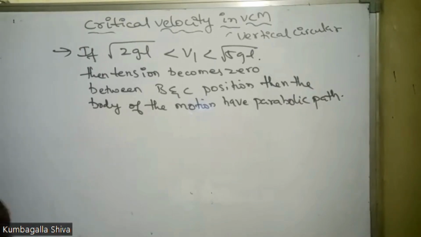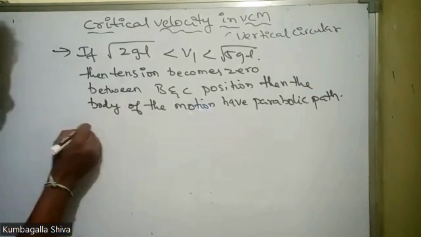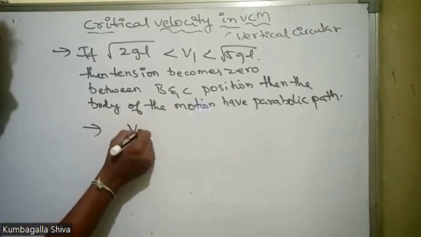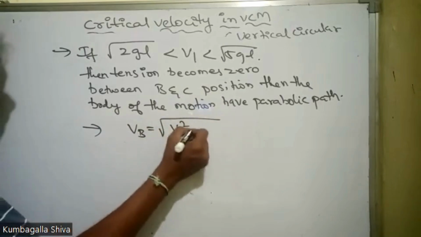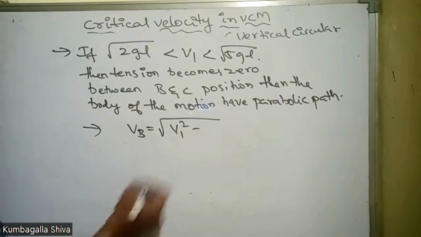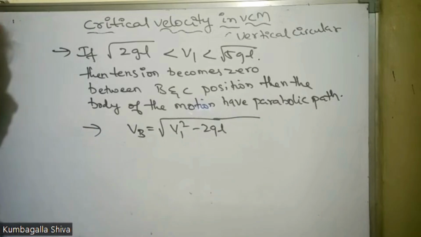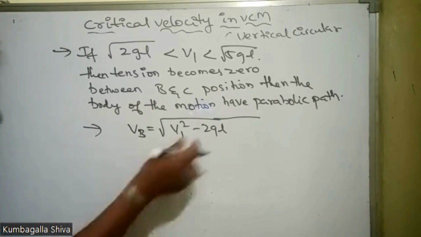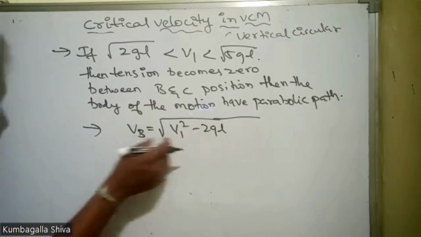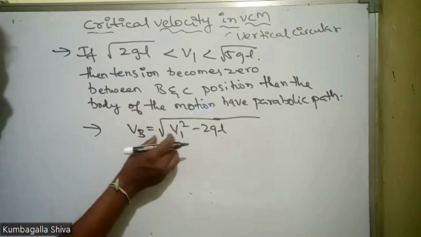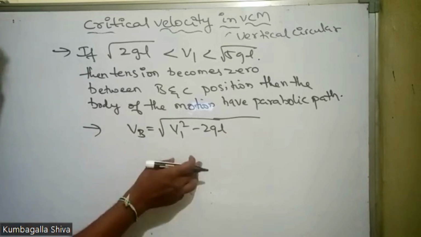So let us see the parabolic path. We have the velocity at the B position, the standard formula, that is under root of v1 square minus 2gl. Already we derived this expression. You can see in the previous class, velocity at the B position is under root of v1 square minus 2gl. Right? We discussed this already.